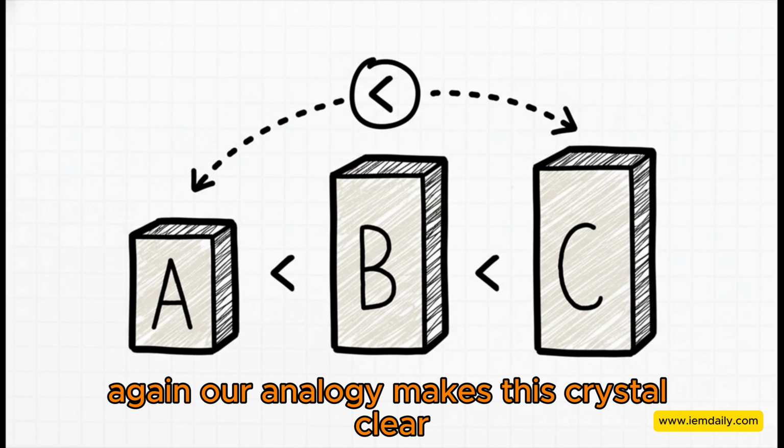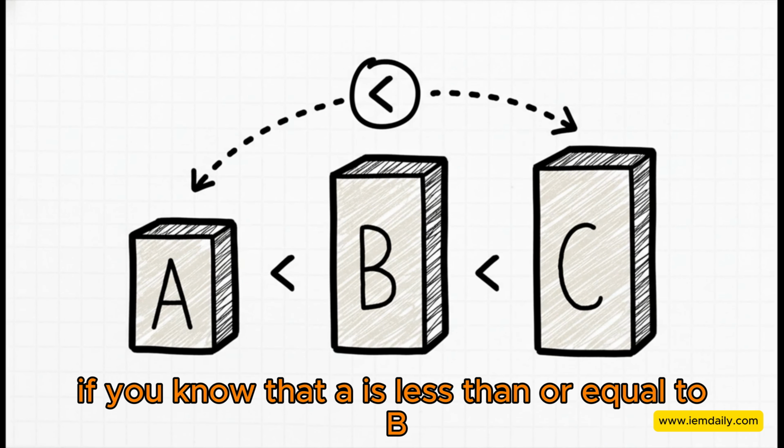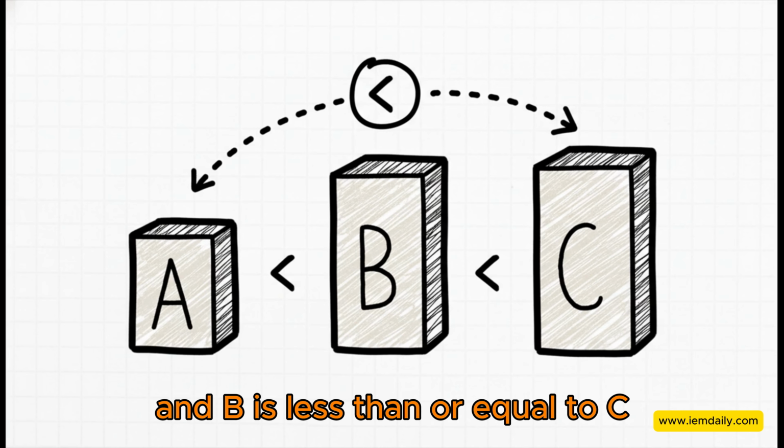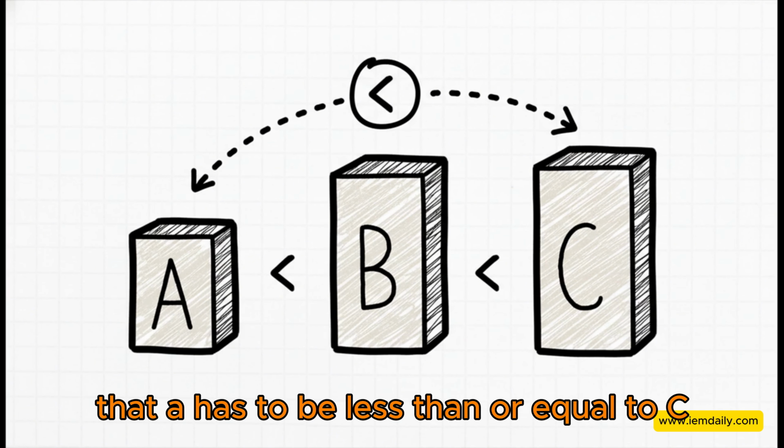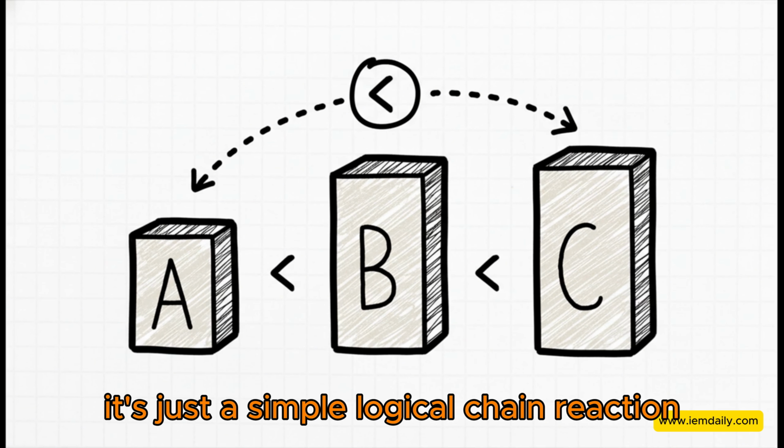Again, our analogy makes this crystal clear. If you know that a is less than or equal to b, and b is less than or equal to c, then you know for a fact that a has to be less than or equal to c. It's just a simple, logical chain reaction.